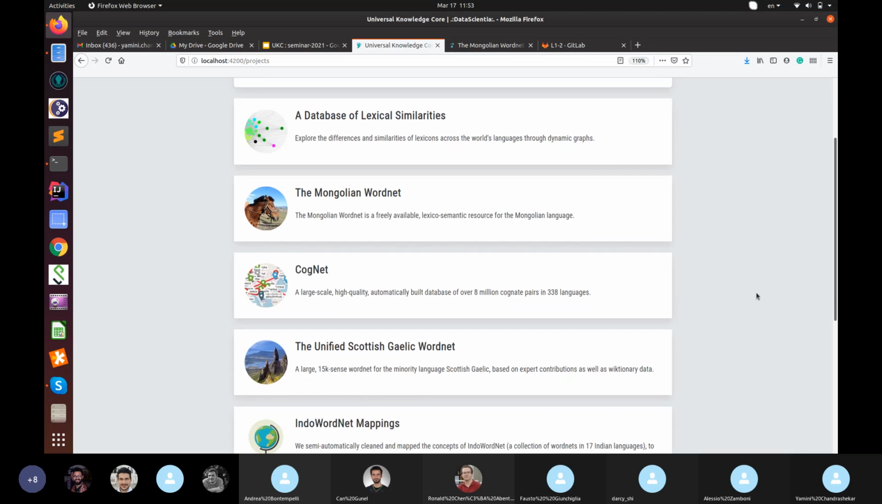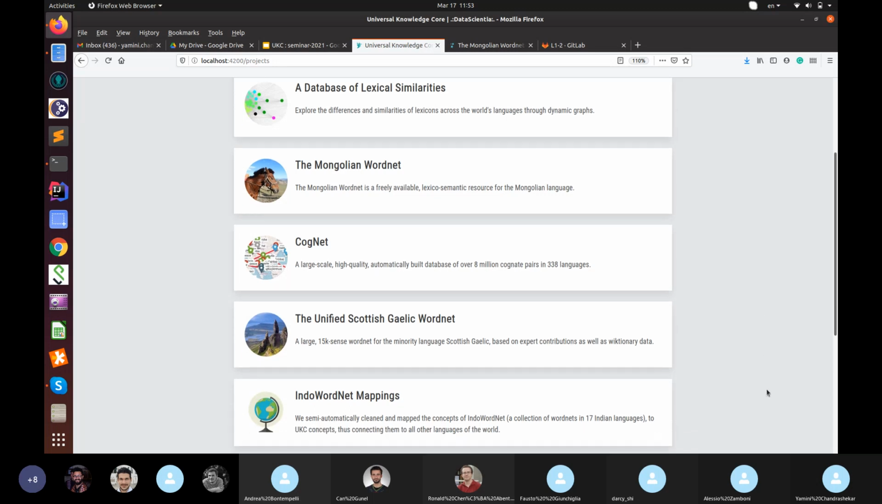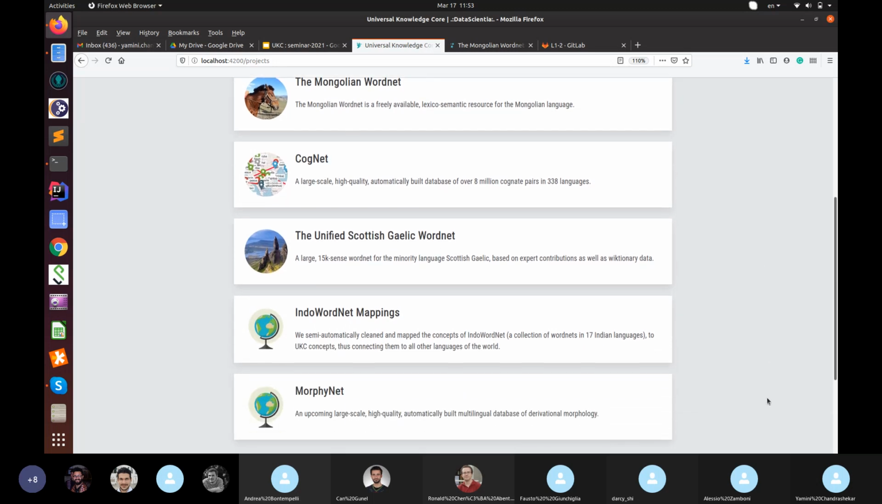So in a similar fashion, we have the completed projects of Cognate and the minority language Scottish Gaelic as well. And the other two projects which are ongoing are the Indo-WordNet mappings. So this again is a major work done by our group member Nandu. And the other project here is the development of the MorphiNet, which would provide us a multilingual database of the derivational morphology.